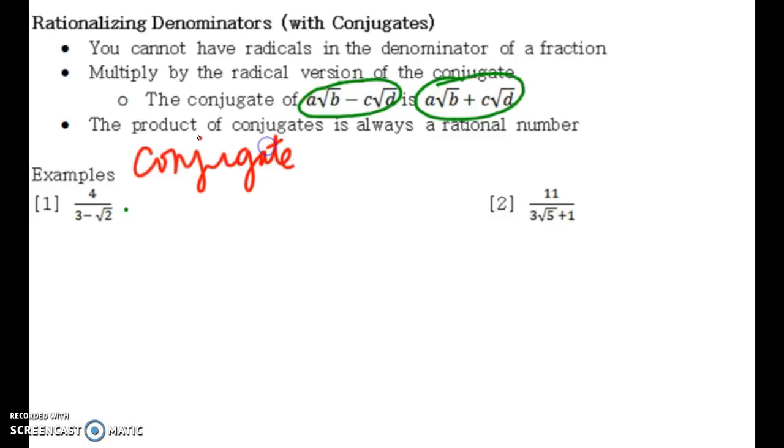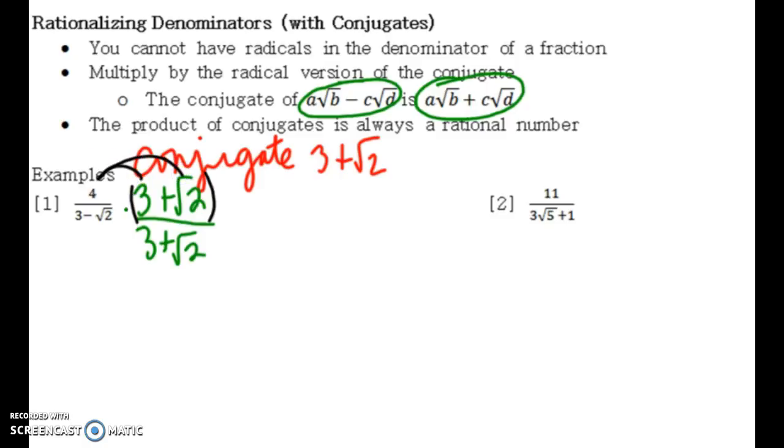Sorry for my sloppy handwriting. The conjugate would be 3 plus radical 2. So that's what we want to multiply both of them by on this problem. So we do 3 plus radical 2 over 3 plus square root of 2. And when we multiply those, then remember that we have to distribute this 4. So you get 12 plus 4 square root of 2.